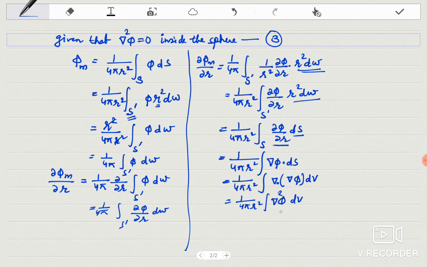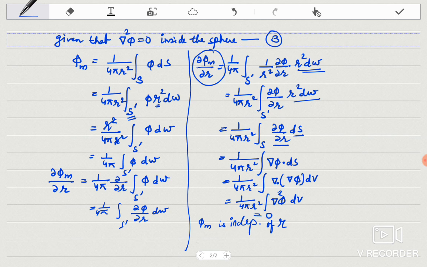But what is ∇²φ? This is 0. So it is 0. So when you are saying that ∂φm/∂r is 0, it implies φm is independent of r, the radius.